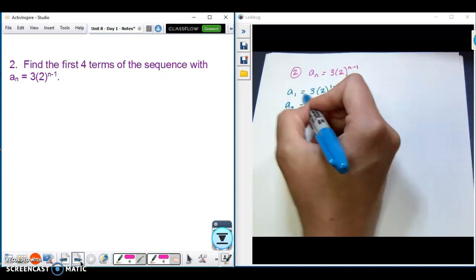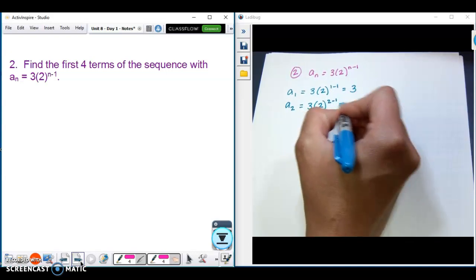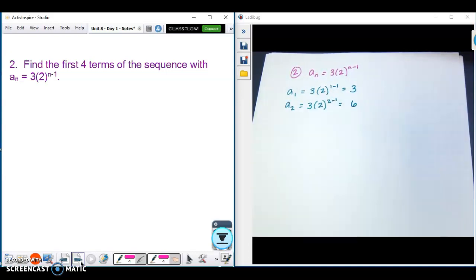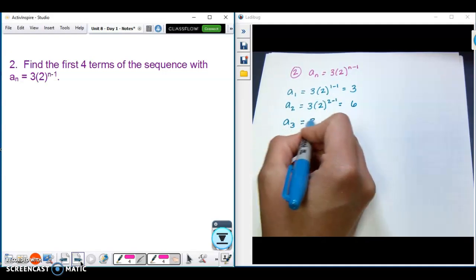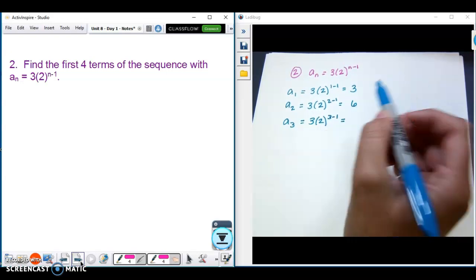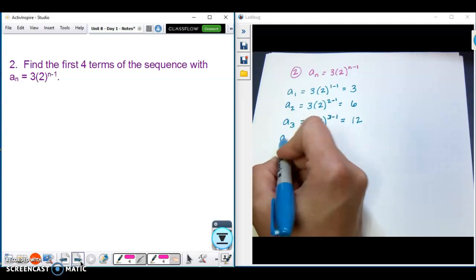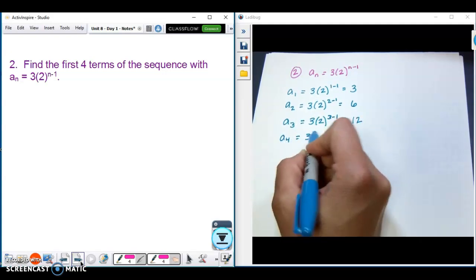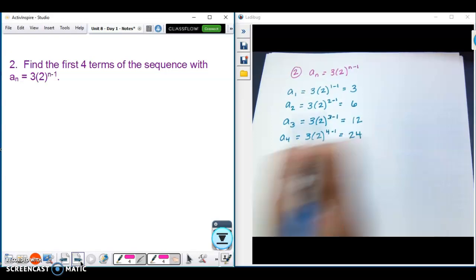And then to get the second term, we're going to plug in 2 for n. Which will give us 6. And then plug in 3 to get our third term. That'll give us 12. And then it said to go up to the 4th term, so we're going to plug in 4. And it'll give us 24.